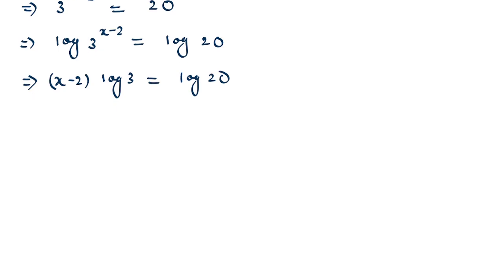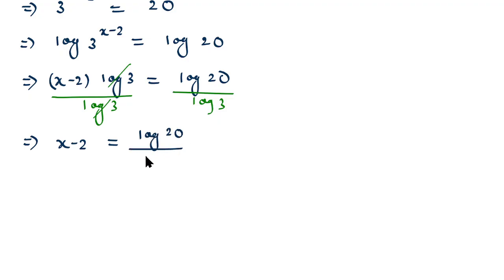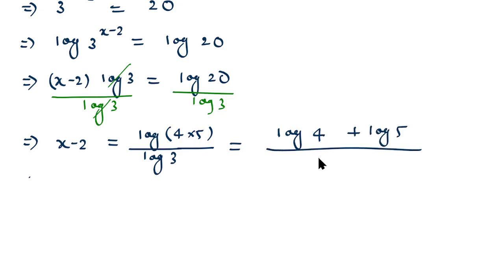Now if we divide both sides by log 3, this gets cancelled. So we can write x minus 2 is equal to log 20 upon log 3. And we can write log 20 as log of 4 into 5. Using the logarithm formula, log a into b is equal to log a plus log b, so log 4 plus log 5 upon log 3.